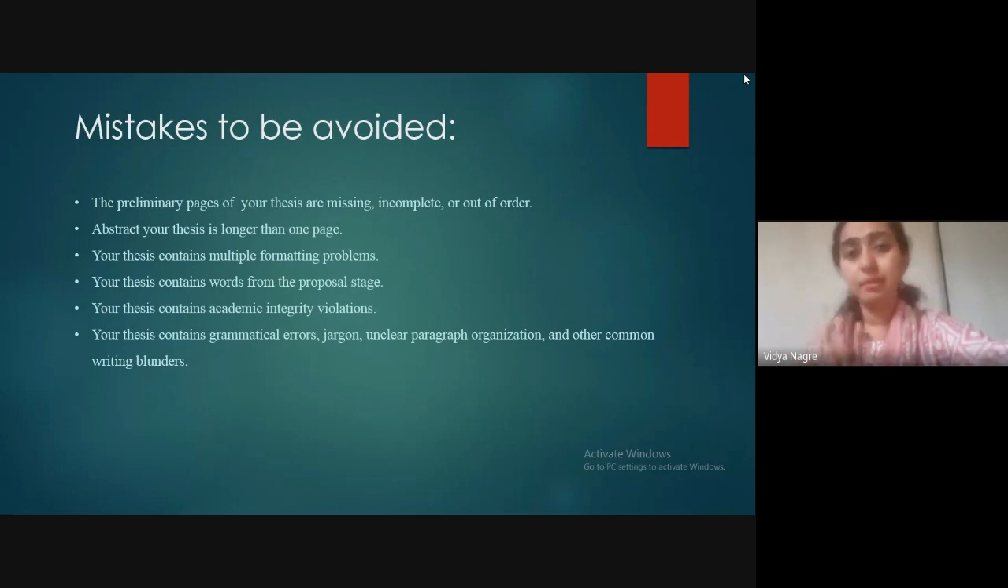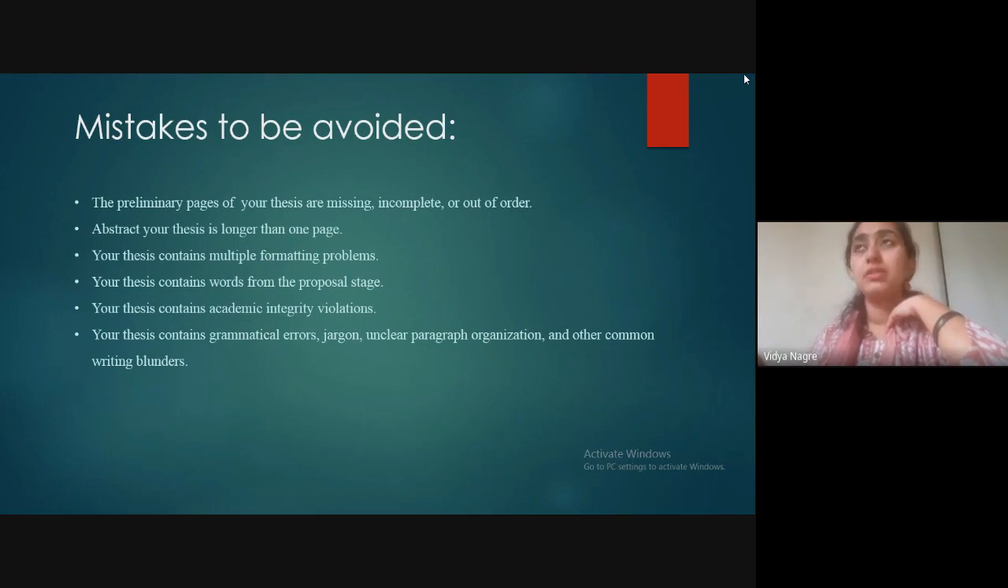These are very important mistakes to be avoided. The preliminary pages are sometimes missing in certain cases. You should not do that. There are certain pages which I have not mentioned here, like the page of certification, which is given by the university. The university gives you a set in the handbook of which pages have to be there, and you have to maintain the order completely. Then comes the abstract.